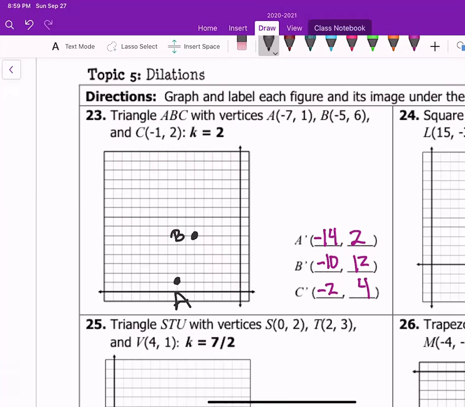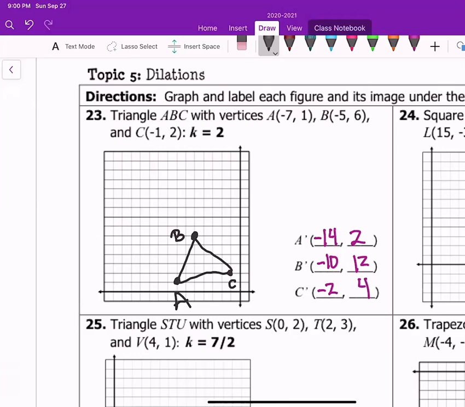My B, and then C is -1, 2. Let's see. And then we draw it. All right, connect the dots. All right, it's a triangle.